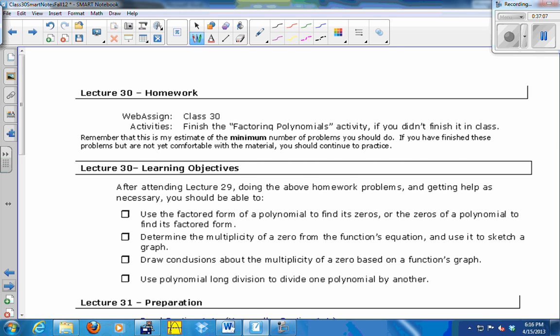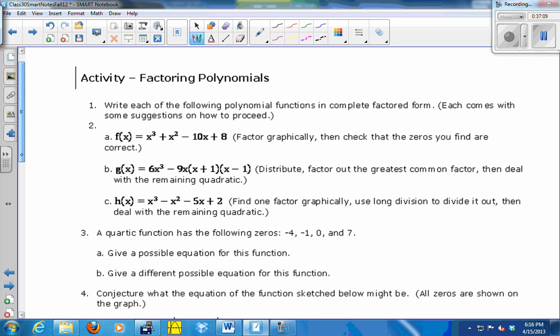All right, so I am going to have you work for a little bit in your groups on this activity, factoring polynomials.